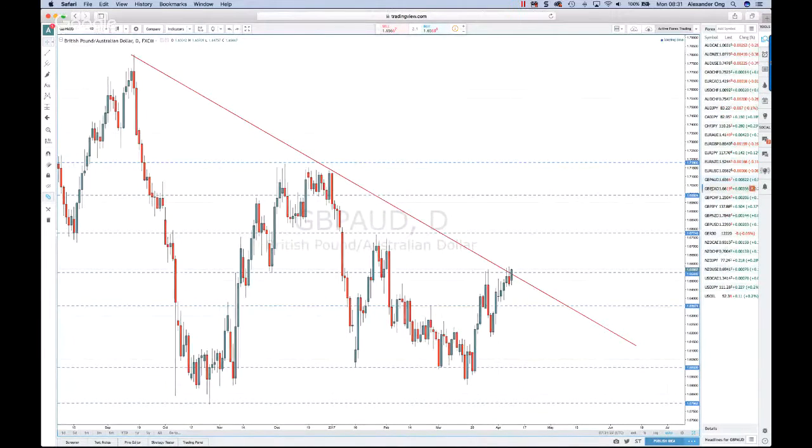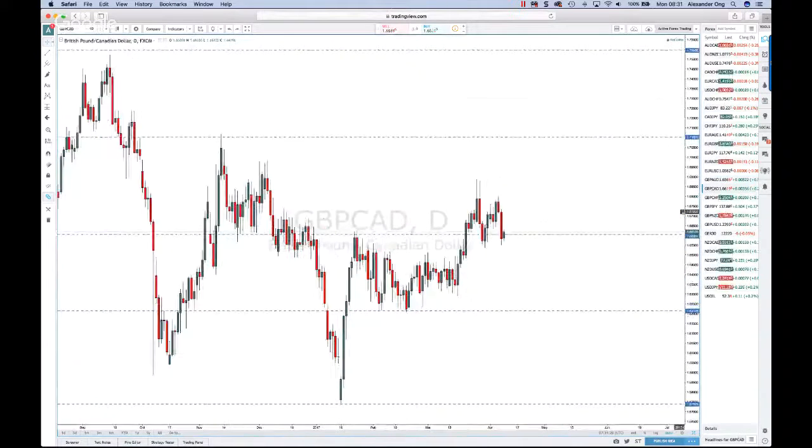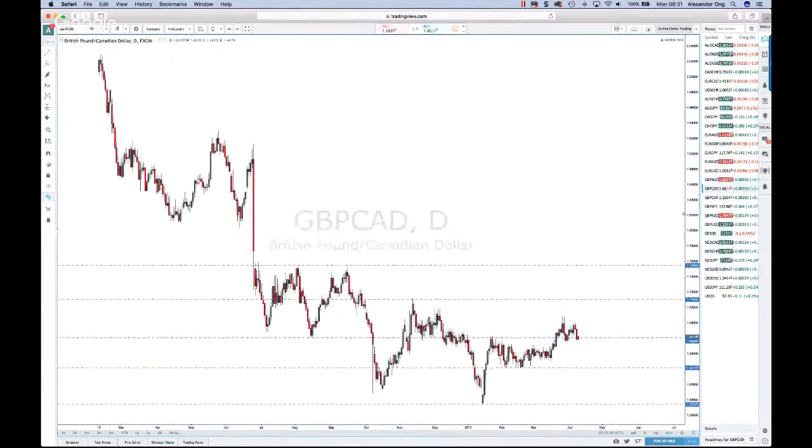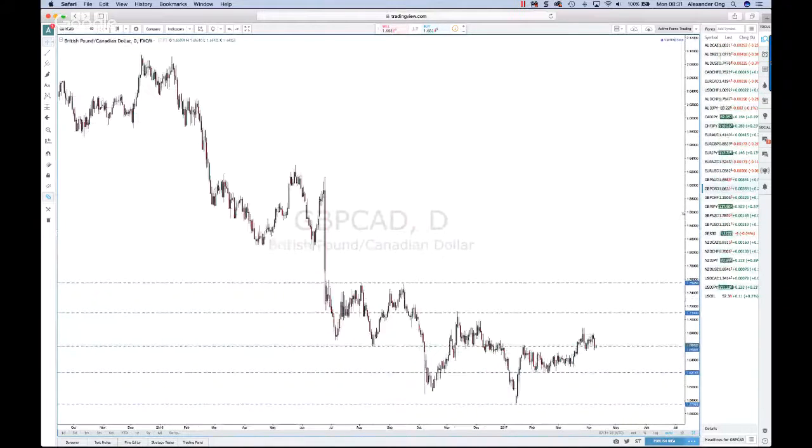Okay, moving on. Pound CAD, nothing on at the moment. If we get a bit more of a pullback back to 1.7110, we'd be quite happy to take that trade there.